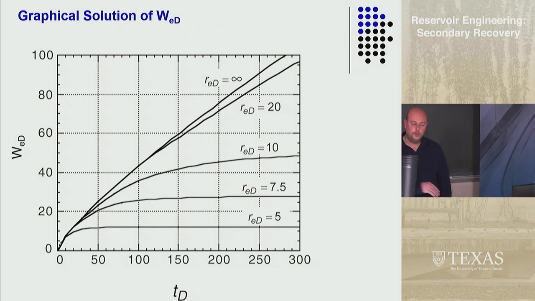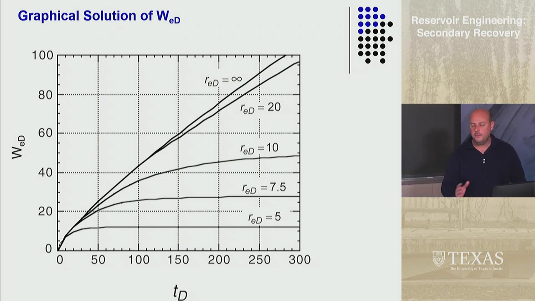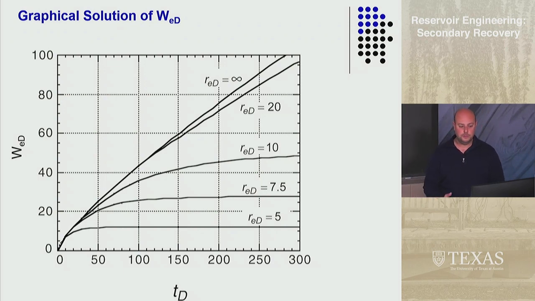Well, maybe we don't want to use the Edwardson et al. solution, or maybe we're not in infinite acting flow, so we can't use that anymore. Okay, well, there are graphical solutions for that. This is pretty easy to use. WED versus TD is given by this plot over here. So given a TD, like 150, you can come up to your RED, that's the ratio of the aquifer to the reservoir radius, and you get the value. So over here it looks like it's about 42 or so, 44 maybe.